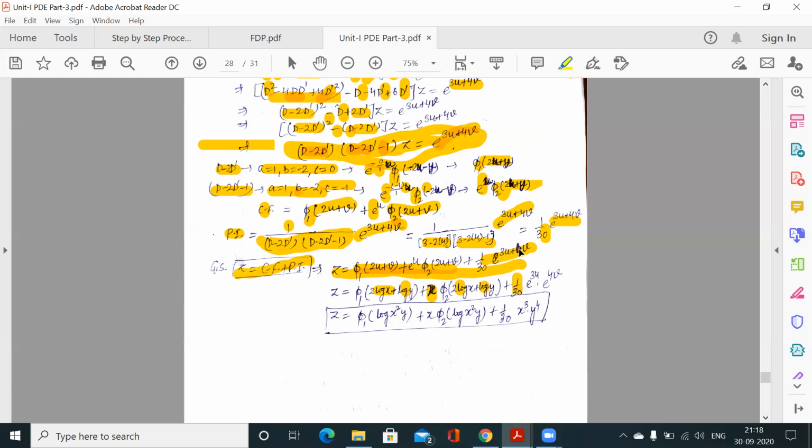Again e to the power 3u plus 4v, we can write this as e to the power 3u times e to the power 4v, and e to the power 3u is x cube, because this is e to the power u whole power 3, so x cube. Again this is e to the power v to the power 4, so y to the power 4. So this is our final solution.